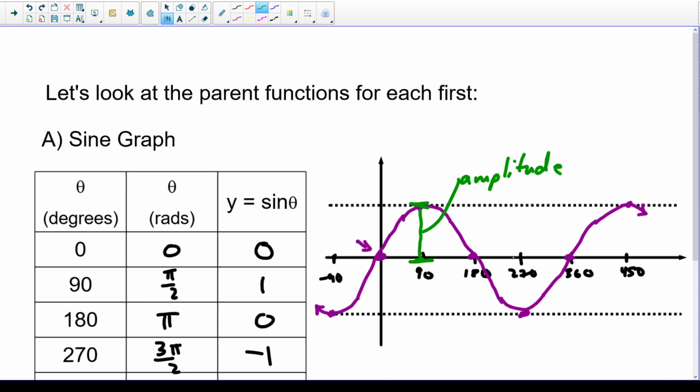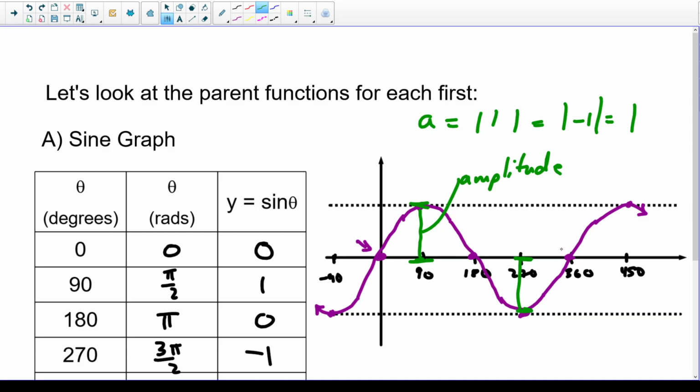Now, amplitude can actually be measured downwards as well, but it's an absolute value of whatever the number is, okay? So whether the number is 1 or the number is -1 in this case, the amplitude is just 1. So that's amplitude. Period is the horizontal length.